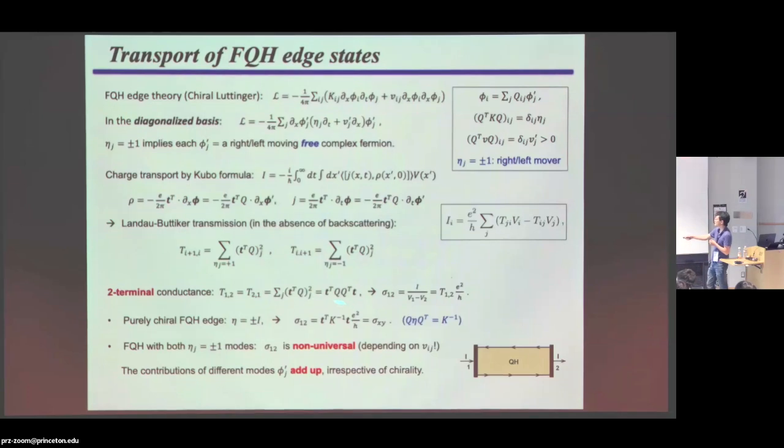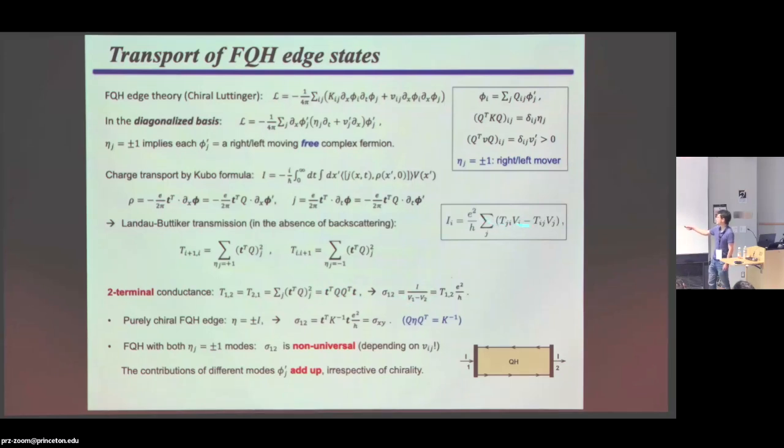For two terminals, it's slightly different from the above case, because in this case lead 1 and lead 2 can be connected by either the upper edge or the lower edge. So essentially, every mode contributes to the Landauer-Büttiker transmission. If I look at transmission from lead 2 to lead 1, the left movers can flow on the upper edge and contribute to T12. The right movers can go along the lower edge. So you choose the edge, and each mode will contribute. In this case, T12 and T21 are the same, and they're equal to the summation of all these charge contributions. Or you can turn the summation into a matrix form, which is this formula here. But this is a non-universal number in general.